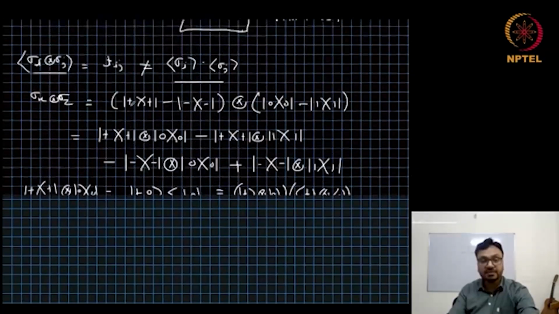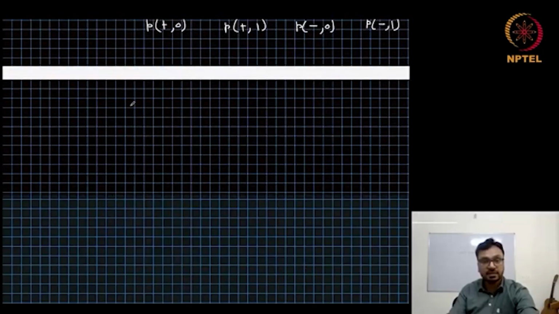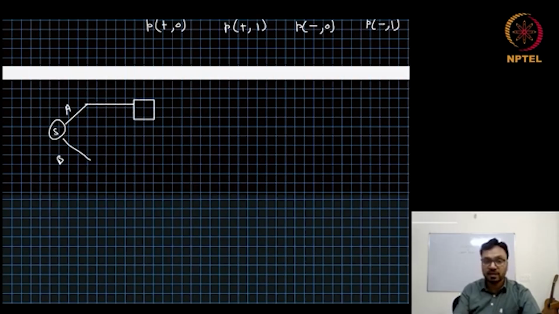And how do we get it? We go back to our setup. Let us repeat the setup here. We have a source. It is sending 2 qubits, qubit A and qubit B, in 2 different directions. We put sigma x here and sigma z here. So here there will be 2 outcomes. One will be plus, one will be minus, and here it will be 0 and 1. We have detectors in front of them.